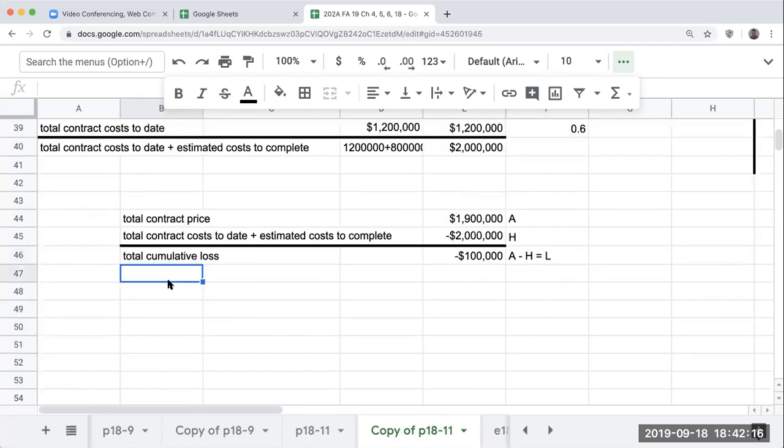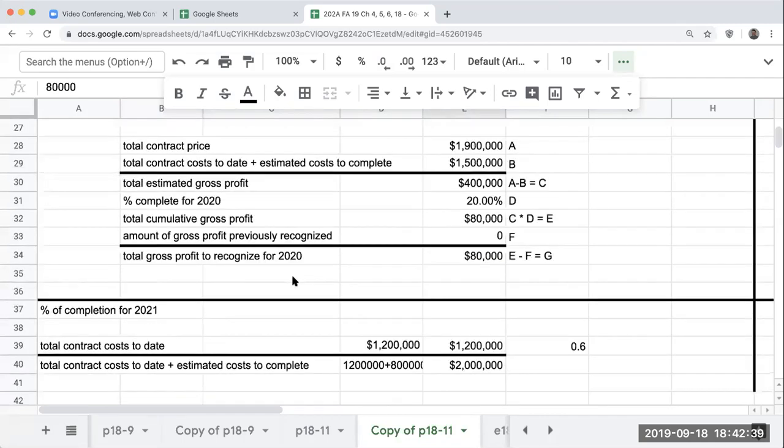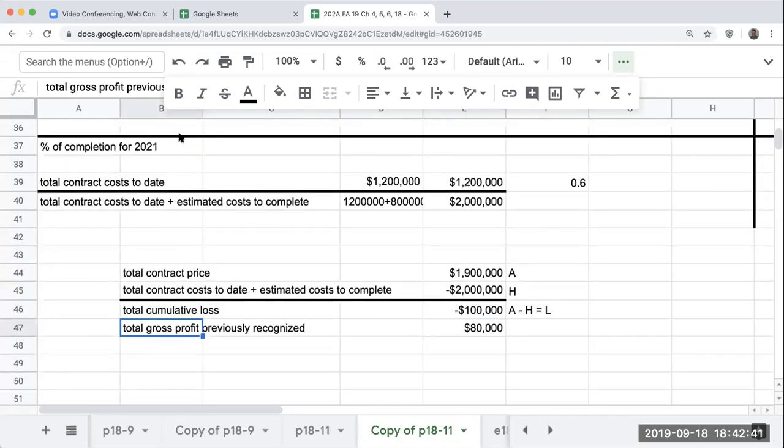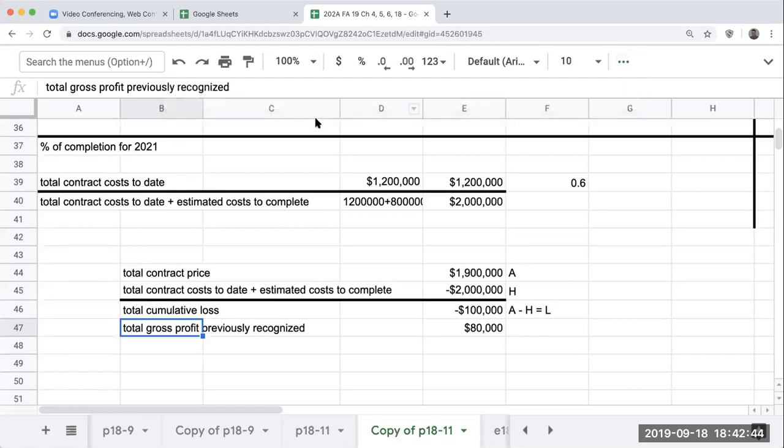So in this case right here, though, we have part of a problem. And what we have right here is that our total gross profit previously recognized was $80,000. Okay. So back here previously in 2020, I recognized profit on this contract of $80,000.